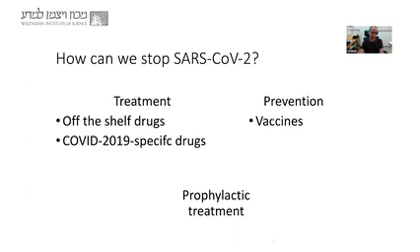Okay, how can we stop this particular virus? So we can think about different things. First of all, we can think about treating the virus itself, treating infected individuals, of course. And from that, we can either use off-the-shelf drugs that might be available, and we'll see which ones might actually do that. Or, of course, some specific drugs that will be developed against this particular virus.